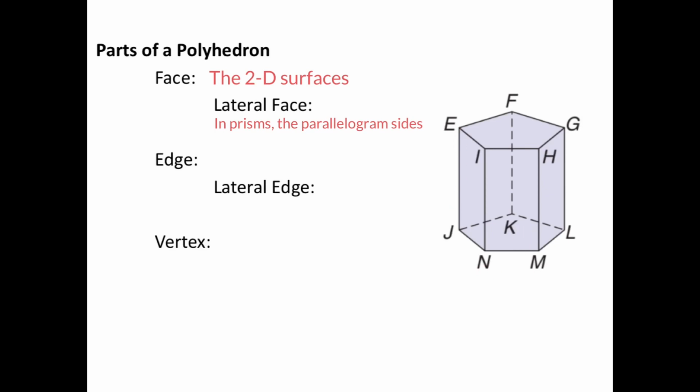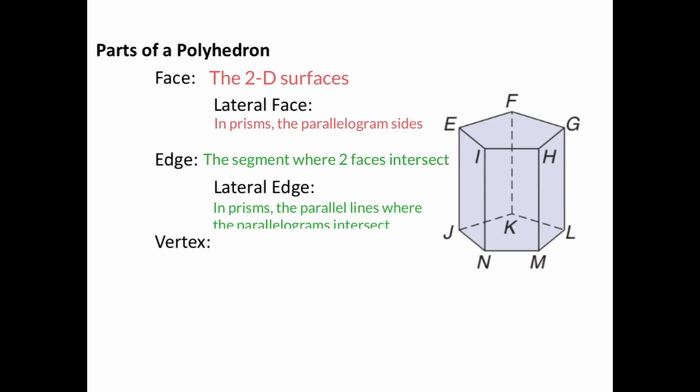That's the lateral faces. This image has 7 total faces, a base at the top and bottom, that's a pentagon, and then 5 parallelogram faces going around the side. Edges are the segments where the faces intersect. So in this case, these lines are all going to be edges.